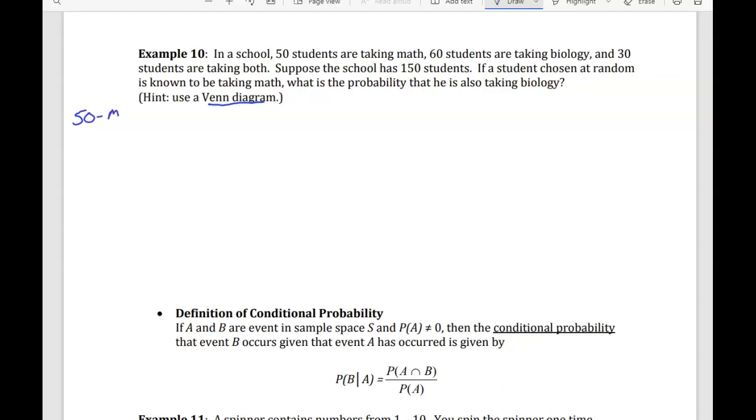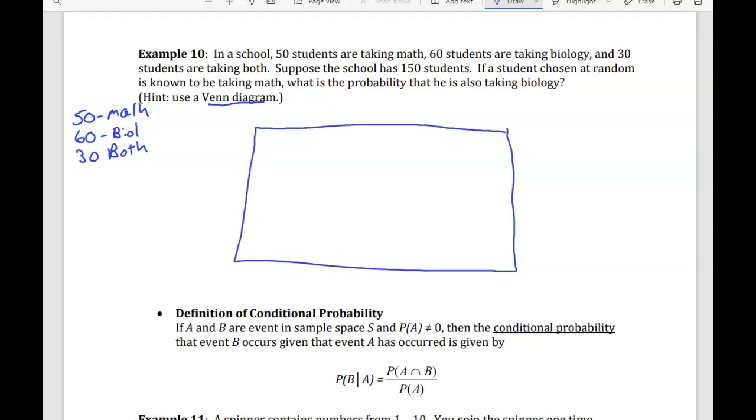So 50 are taking math. 60 students are taking biology. And 30 students are taking both. Now, whenever I talk about a Venn diagram and I draw my circles, and no, I do not draw good circles, and let's say that this is math and this is biology, I don't just put 50, 30, and 60.